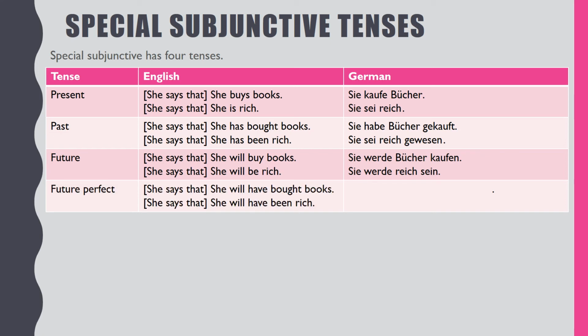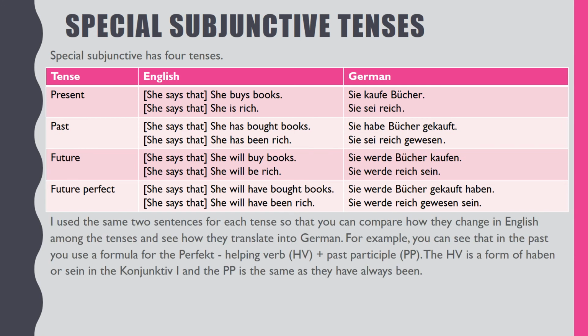For future perfect, we have she says that she will have bought books, or she says that she will have been rich. In German, sie werde Bücher gekauft haben, or sie werde reich gewesen sein. I used the same 2 sentences for each tense so that you can compare how they change in English among the tenses and see how they translate into German.